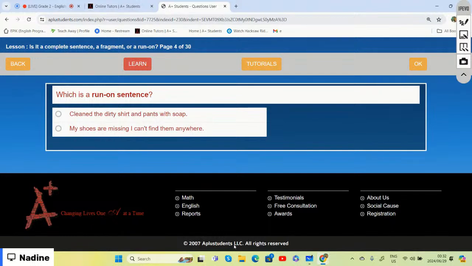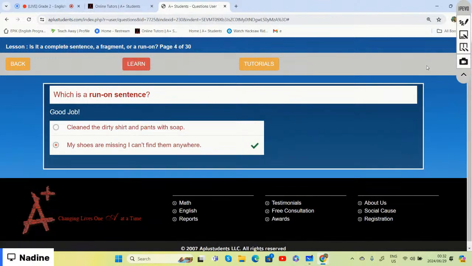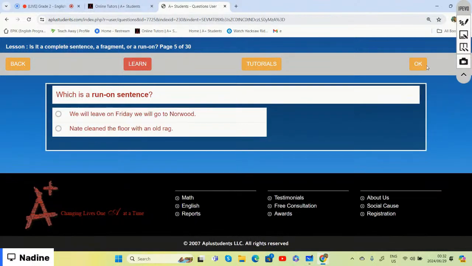All right, and if we were to choose the correct run-on, yes, we will choose option two, right? Because it says my shoes are missing. I can't find them anyway. That is basically two sentences that should have been one. All right, so well done. A run on sentence. Once again, a run on sentence.